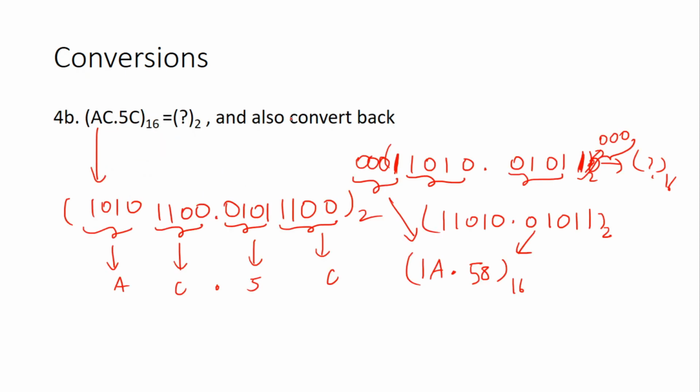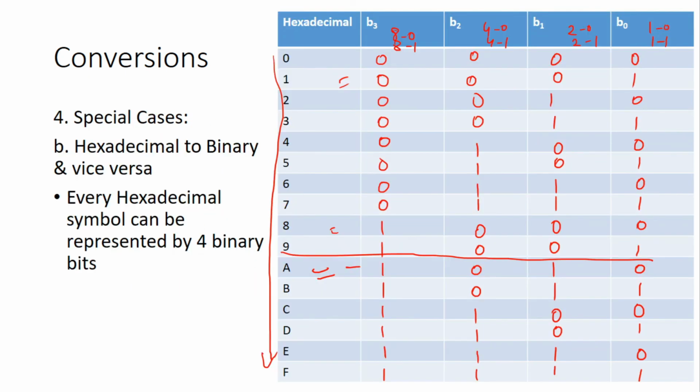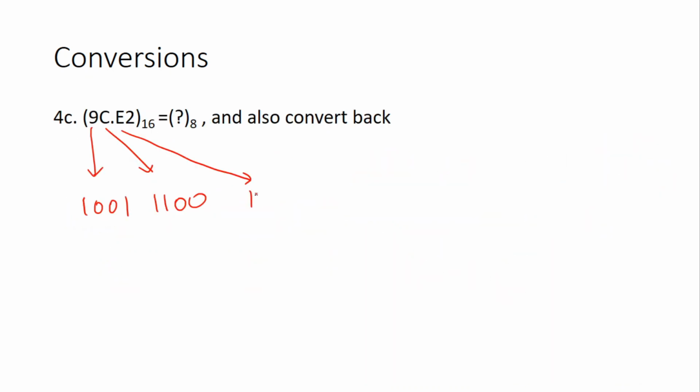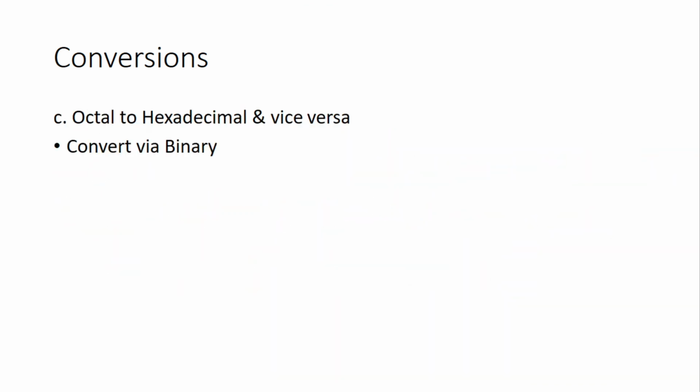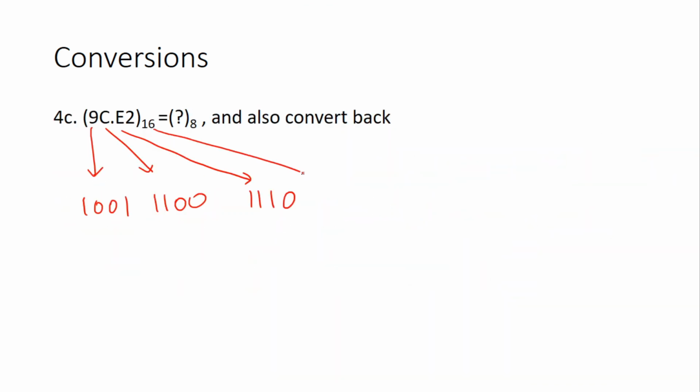Then E is 1110, and 2 is 0010. Because we have to convert it into octal, we're going to make groups of 3. So this is one group, this is another group, and because we have 2 digits here, we're going to append 0 and make another group. Similarly, one group, another group, and we can append 0 and make another group.